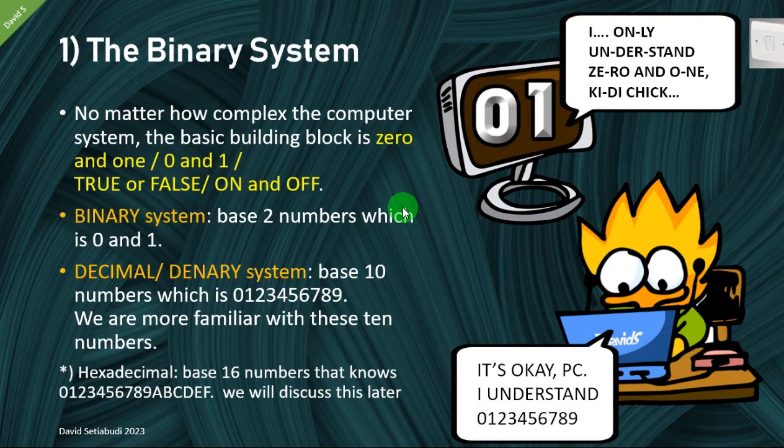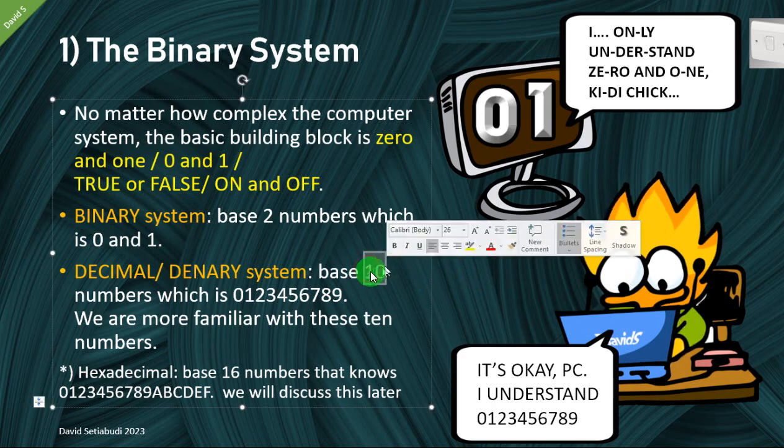That system is known as the binary system, 0 and 1. Why is it called binary? As we know, bi here is 2. So two numbers, which is 0 and 1. While humans know decimal or denary numbers, which is base 10.